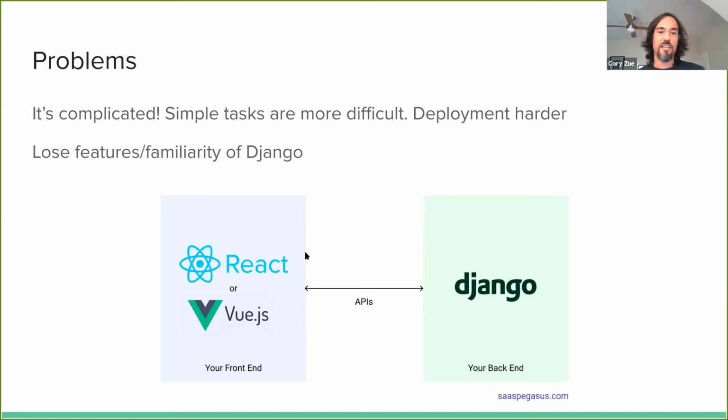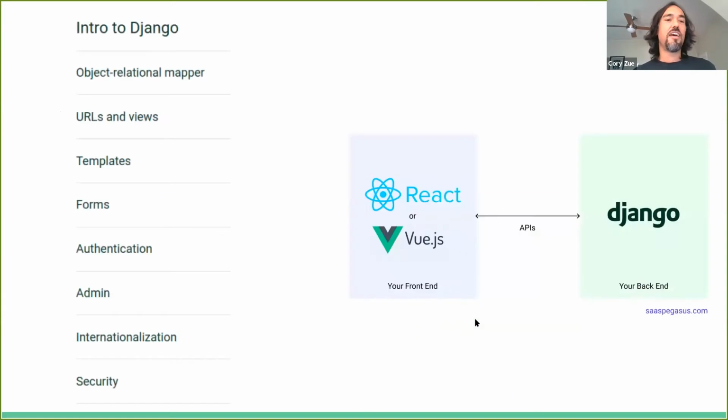You might have to run a Node process on one side and a Python process on the other. You might start dealing with cross-origin stuff if these two, front end and back end, are running on different subdomains, and you're losing a ton.